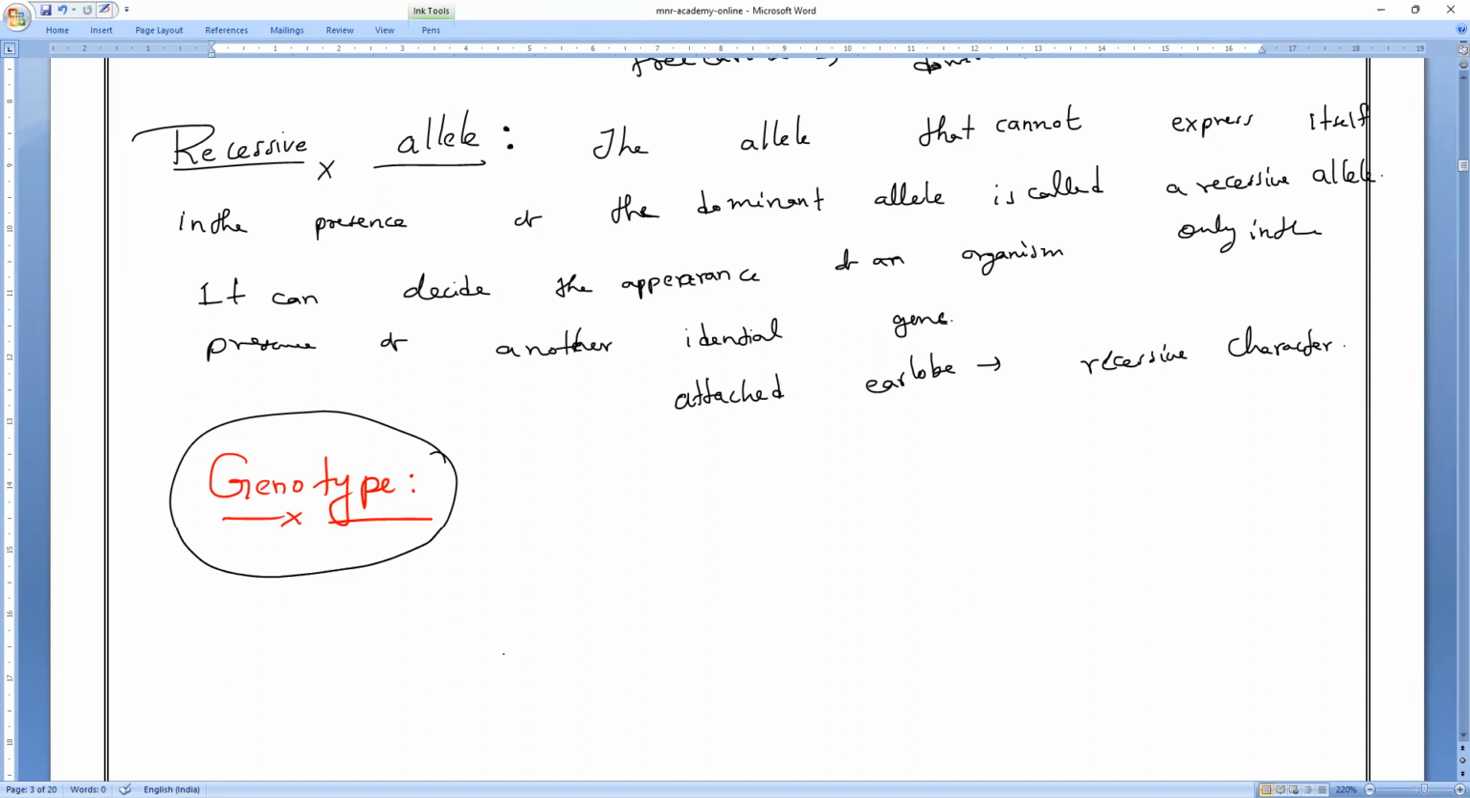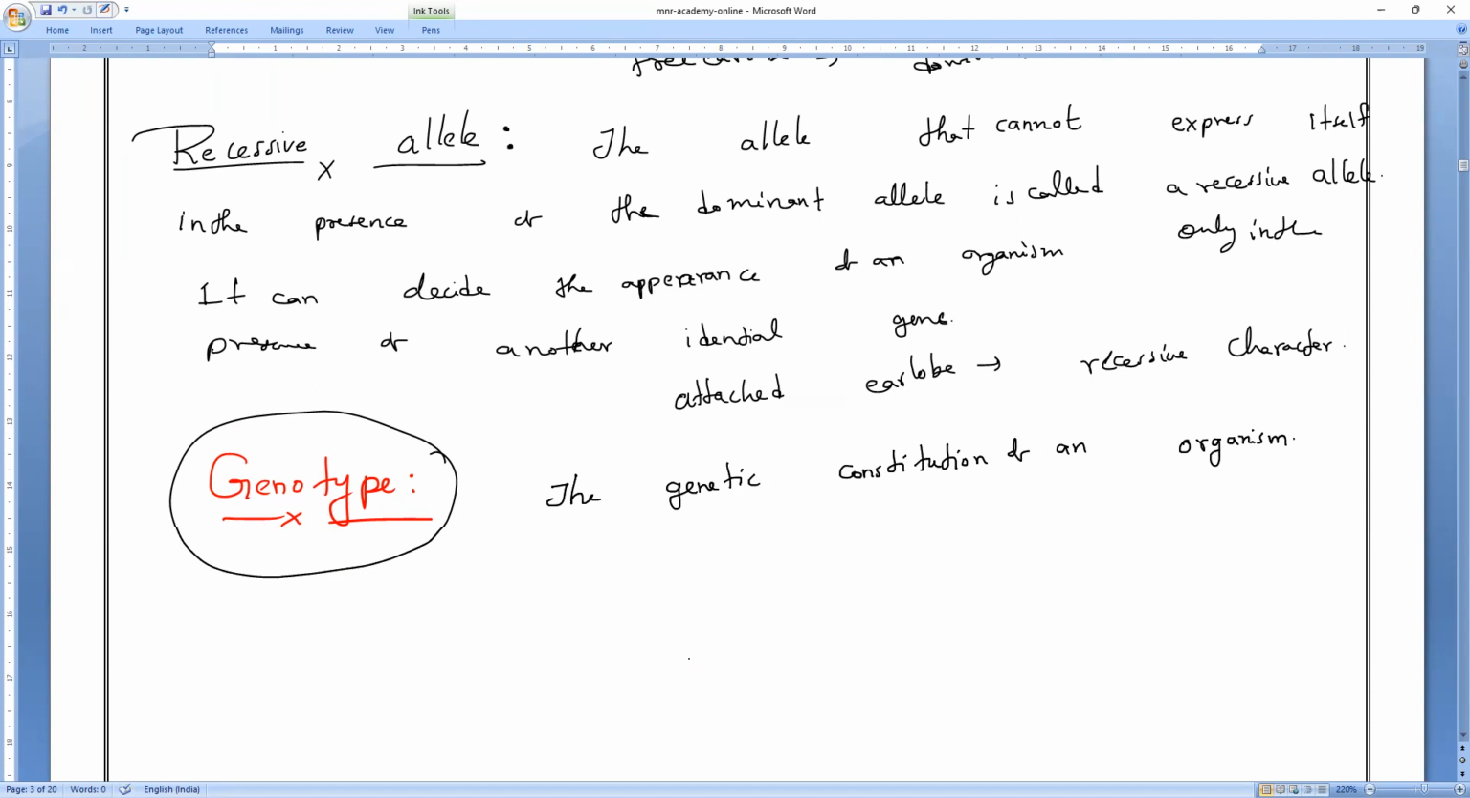So what is this genotype? I will teach you. Listen, everybody. The genetic constitution of an organism, as I said, alleles are present single or pair always. Pair only. Not possible single. So the genetic constitution of an organism is called genotype.